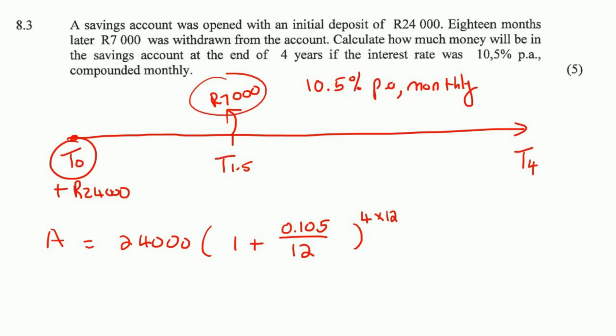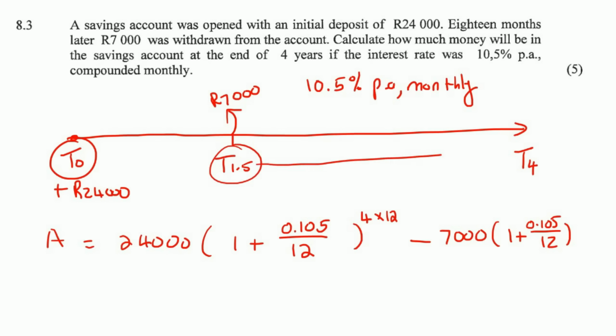So now the next one is the 7,000 over here. So we're just going to say minus, why? Because we're taking the money out. So we're going to say minus 7,000. And then we're just going to do the same thing. So 1 plus 0.105 over 12.